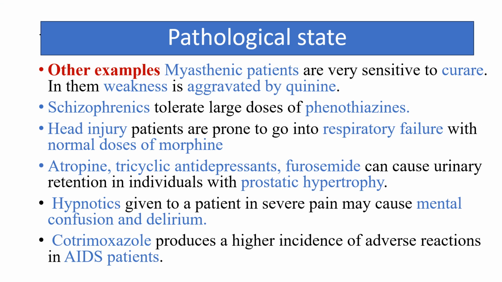Other examples: myasthenic patients are very sensitive to curare. In them, weakness is aggravated by quinine. Schizophrenics are tolerant to large doses of phenothiazine. Head injury patients are prone to go into respiratory failure with normal doses of morphine. Atropine, tetracycline, antidepressants and furosemide can cause urinary retention in individuals with prostatic hypertrophy.